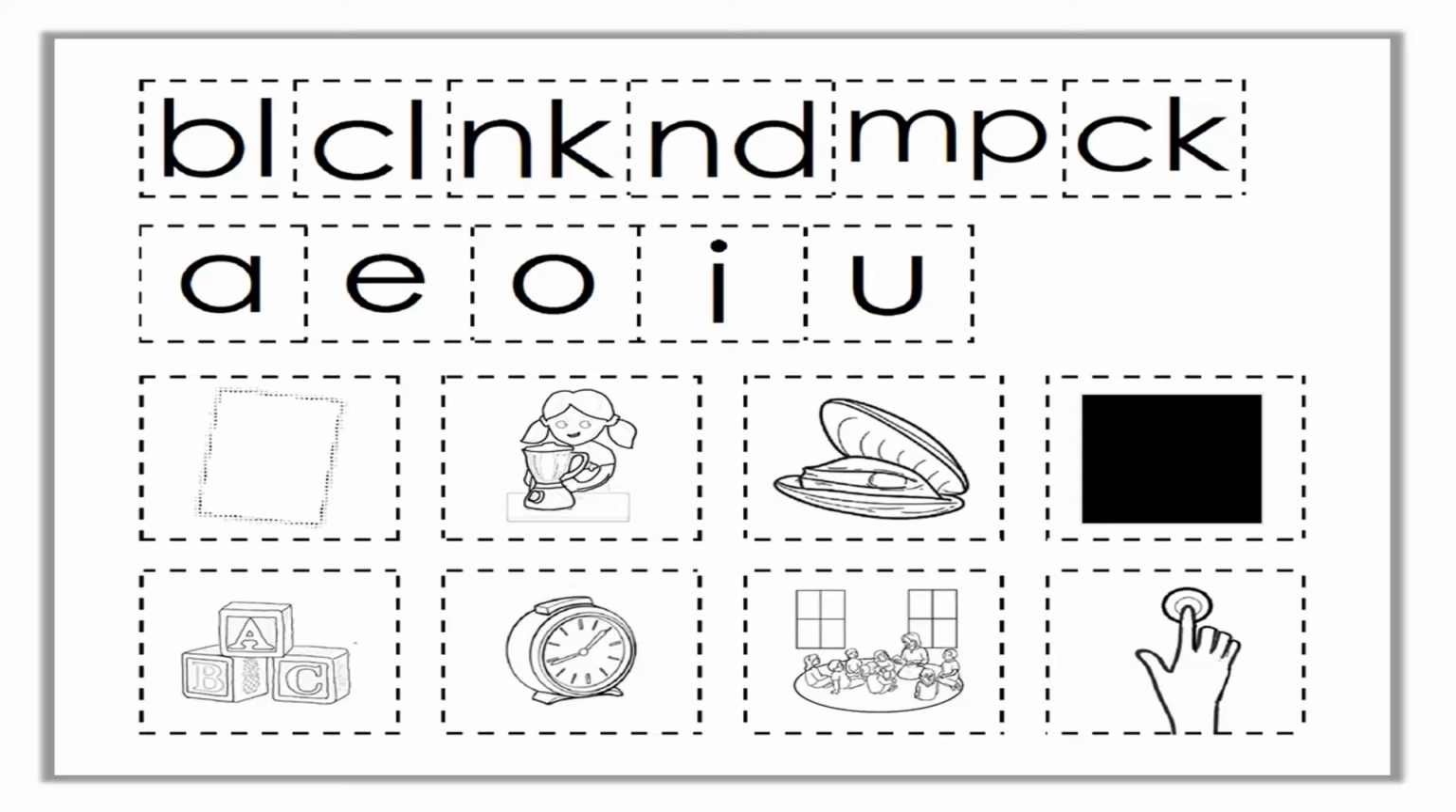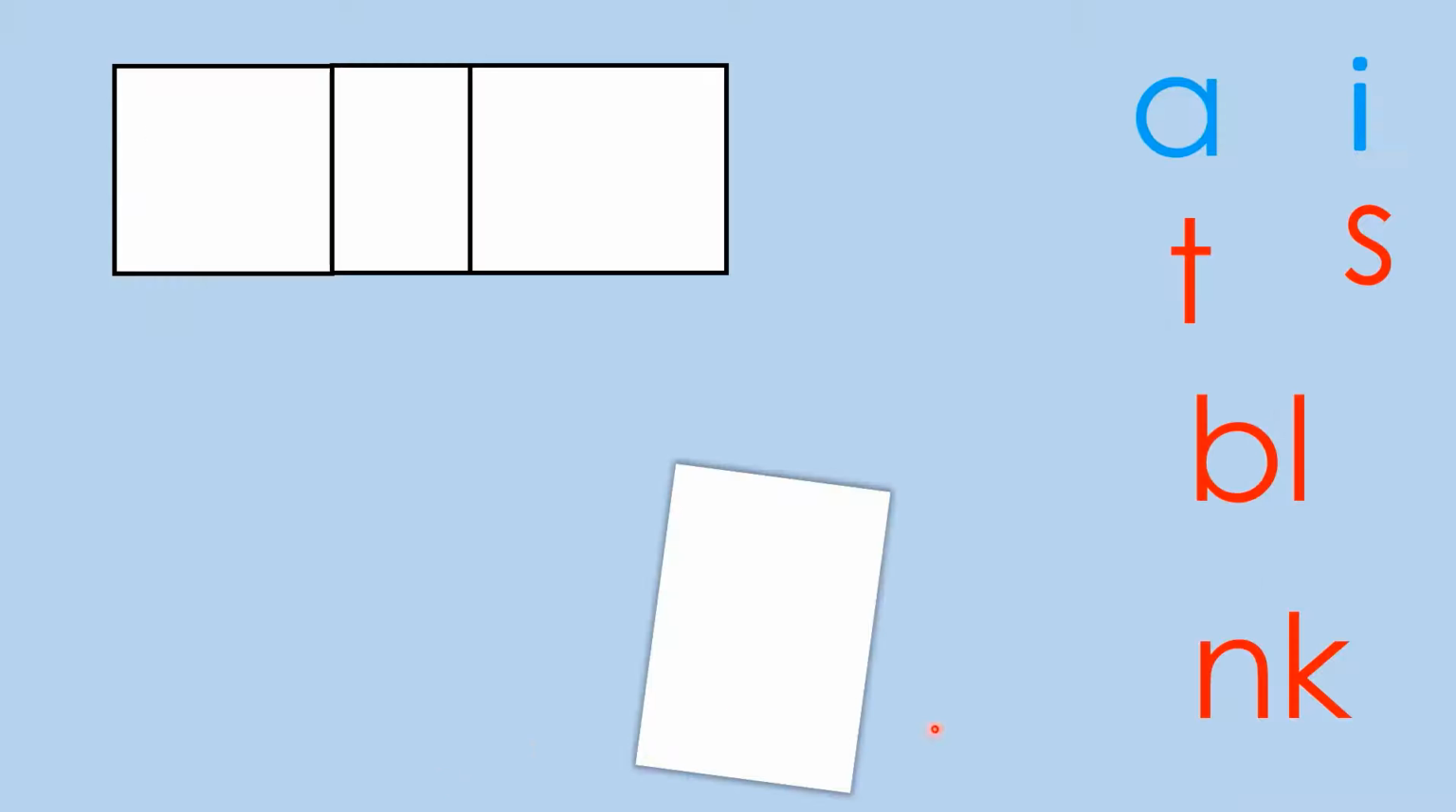Now using these blends we are going to build some words. So let's start. If you have this worksheet with you, please cut all these letters and pictures around the dotted line and keep them like this, the pictures on one side and the letters on the other side. What do you see here? This is a picture of a blank page. So we are going to build the word blank.